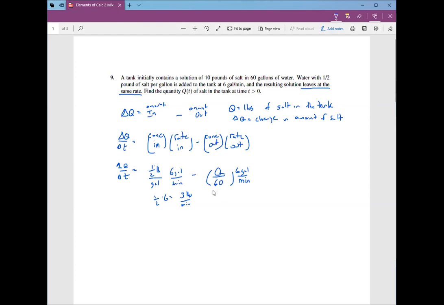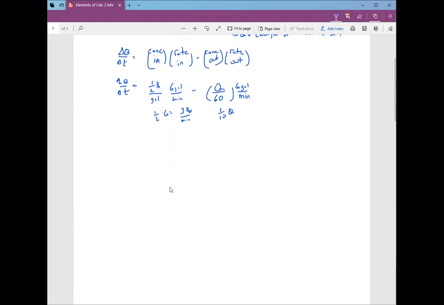Now, this can change, it doesn't have to be a static volume, and that's where you're going to introduce another variable. Your t is going to be in here, and that's what makes this a little bit more complicated. So this is going to be 6 over 60, that's 1/10 Q. Just to summarize this, and please excuse my crummy handwriting, we're going to have dQ by dt equal to 3 pounds per minute in minus 1/10 Q out.